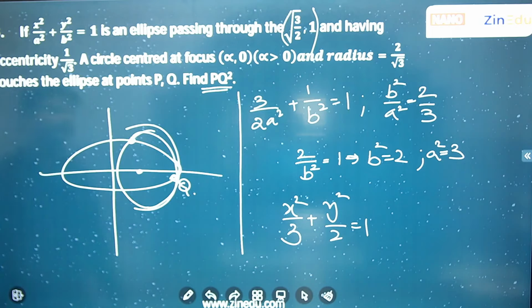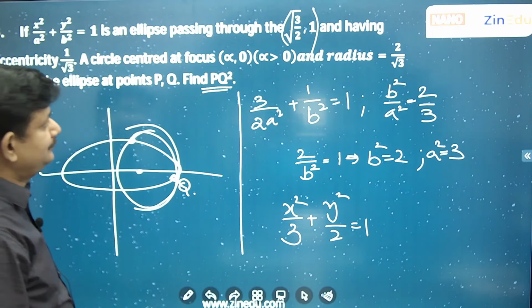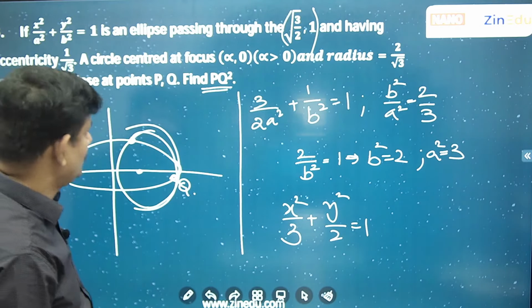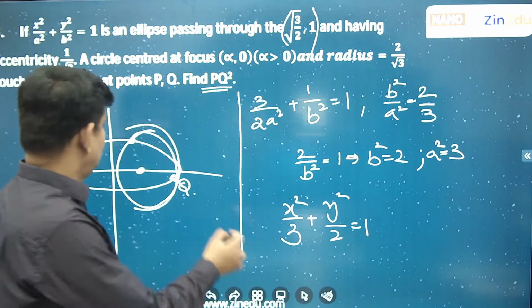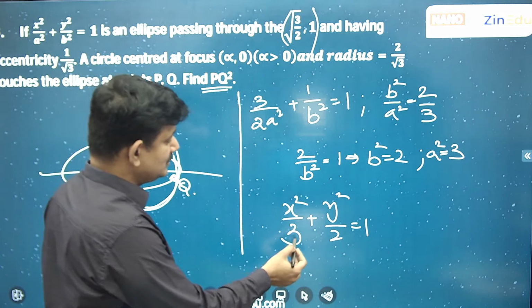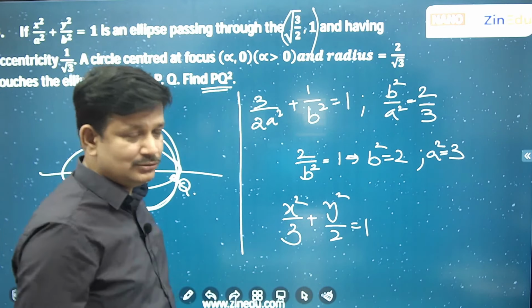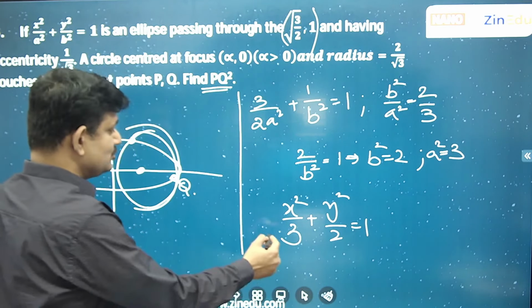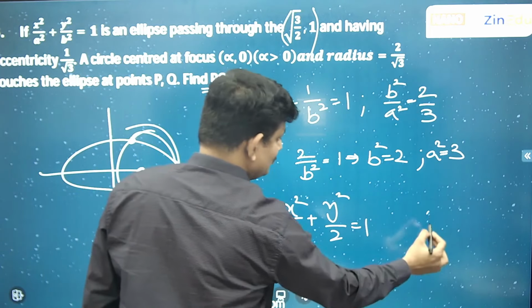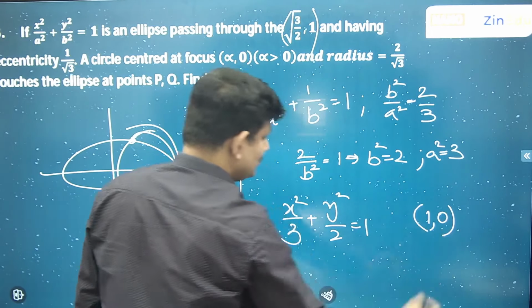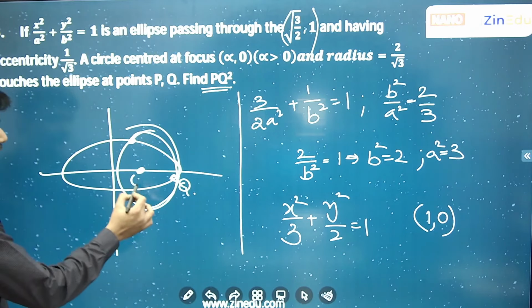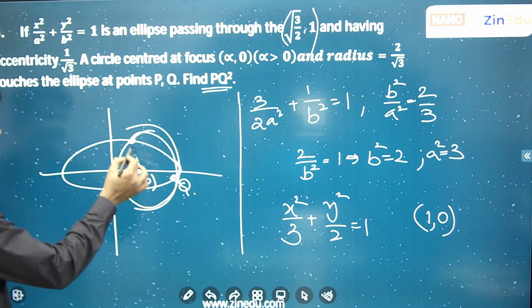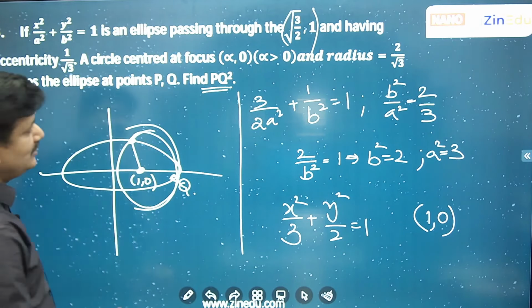Now see, the focus is the center of the circle. The focus is how much? ae comma 0. a is root 3, e is 1 by root 3. So 1 comma 0 will be the center of your circle. This point is 1 comma 0. The radius of the circle is given to be how much? 2 by root 3.